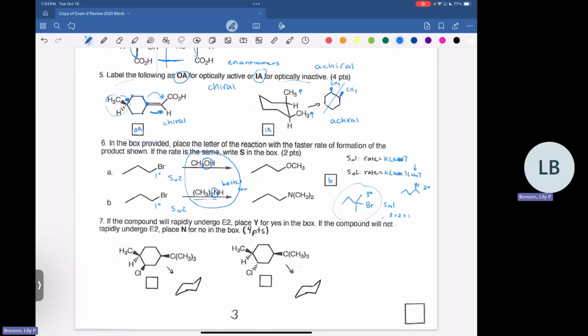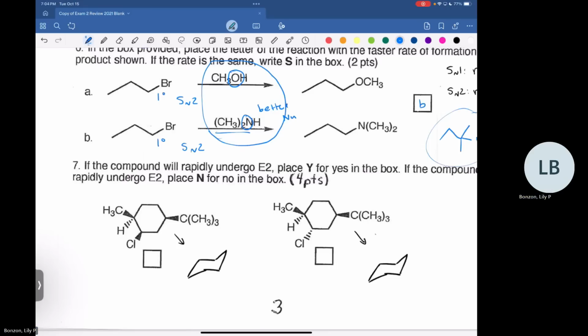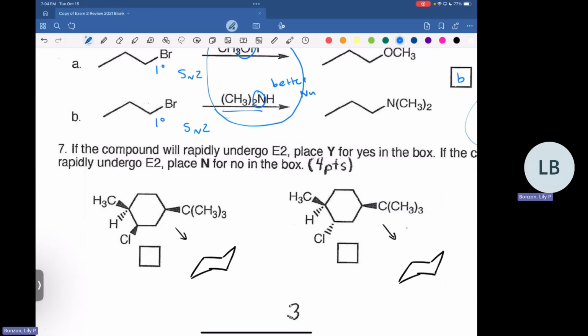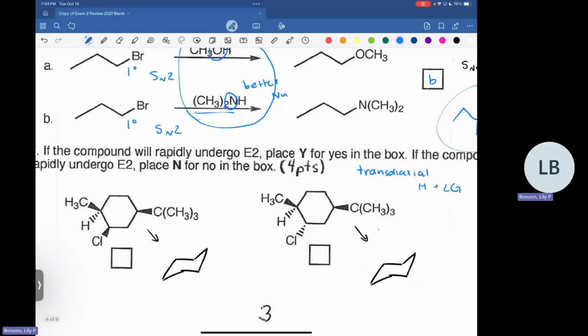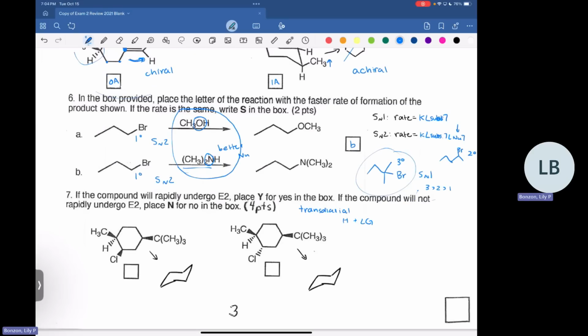So for question 7, if the compound would rapidly undergo E2, place yes in the box. If not, place no. Again, if you see a cyclohexane, draw your chair, and if you see your chair, draw your cyclohexane. For E2, we need a trans-diaxial leaving group and hydrogen. Basically, we want the hydrogen and the leaving group to be on opposite sides. It's just the mechanism of the reaction.